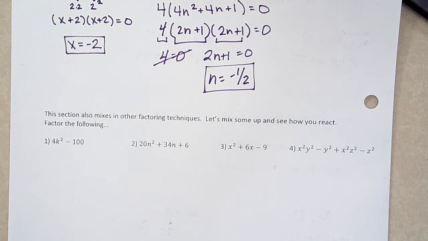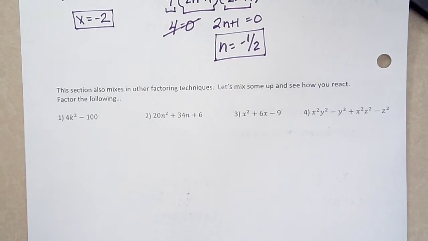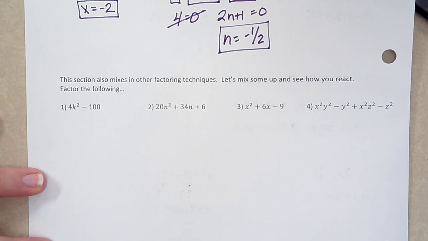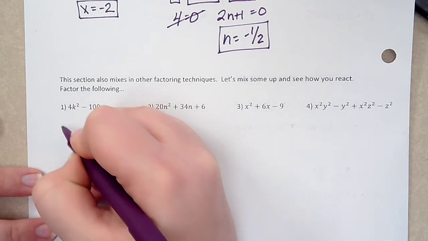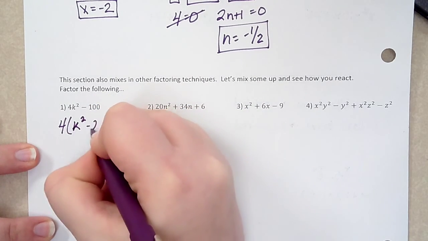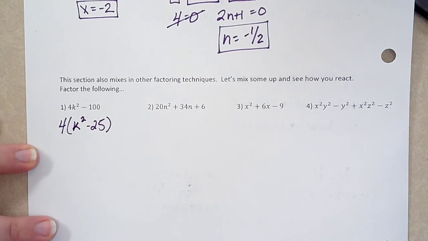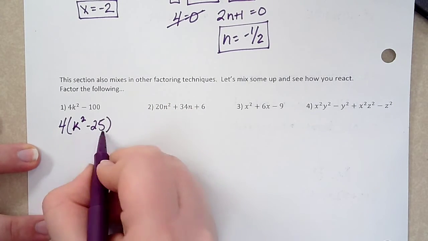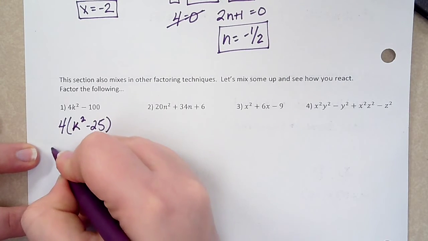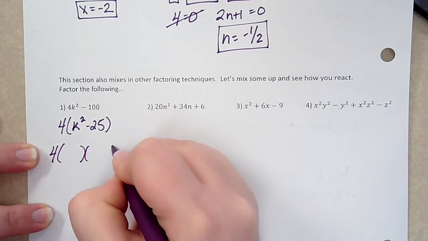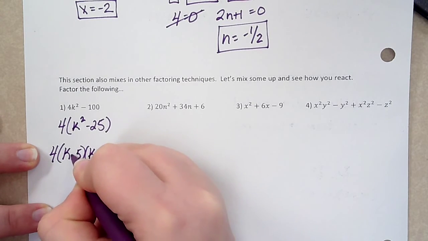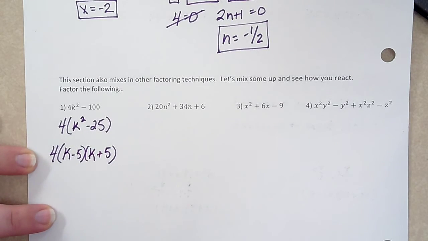All right, hopefully you paused the video and tried these on your own. When I look at this first problem, I automatically notice that they have a 4 in common. My gut reaction is to always factor out the GCF if possible. When I do this, I notice that I now have that difference of squares that we've talked about before. So I can factor this down to a k and a k, a 5 and a 5, an addition and a subtraction.